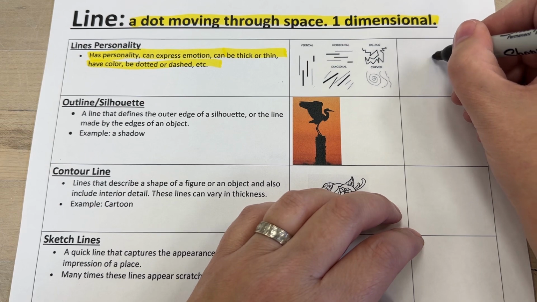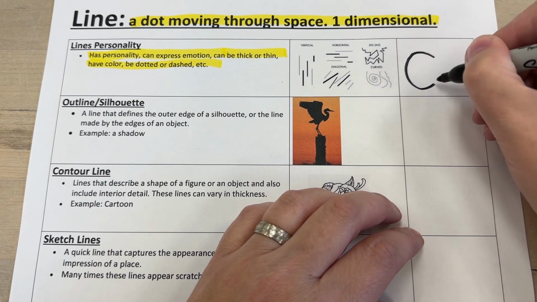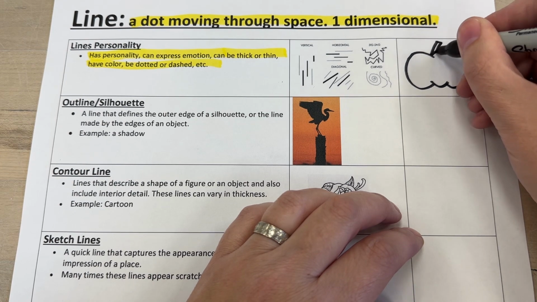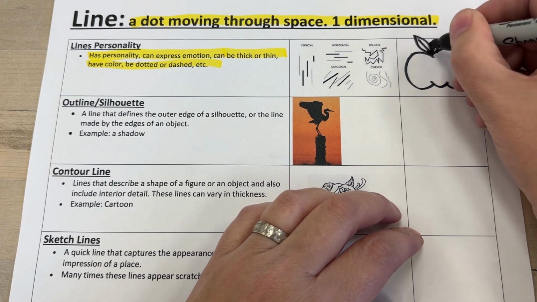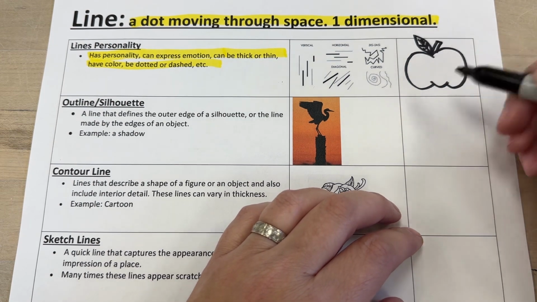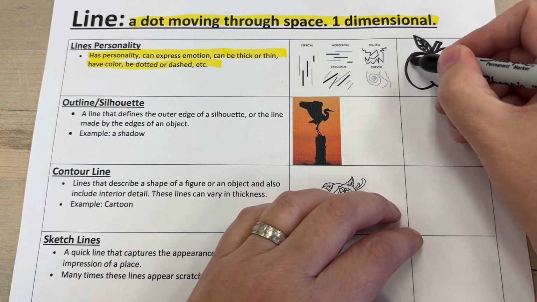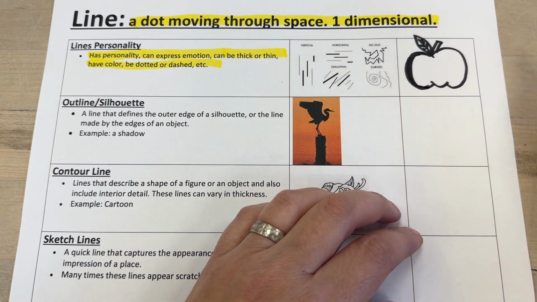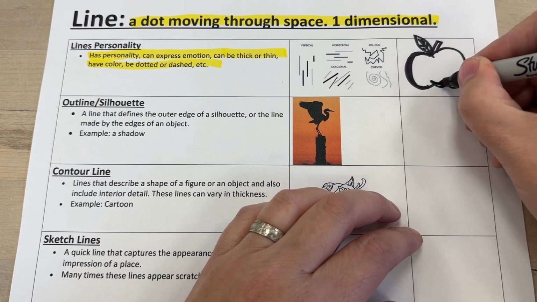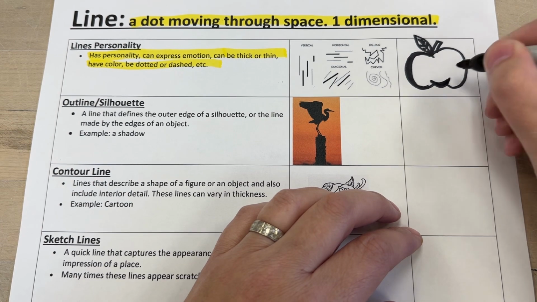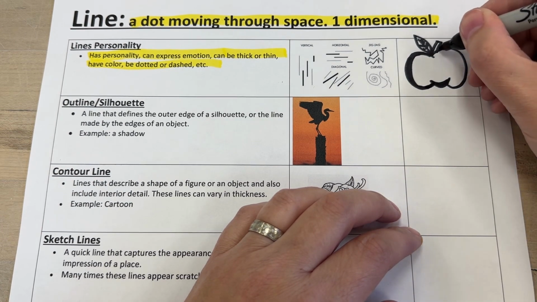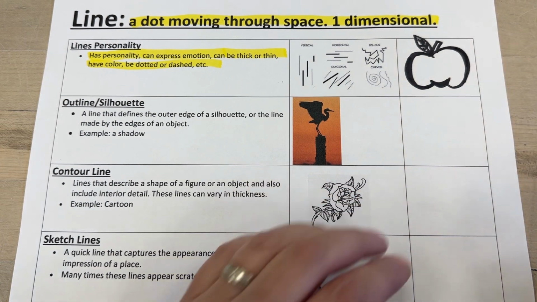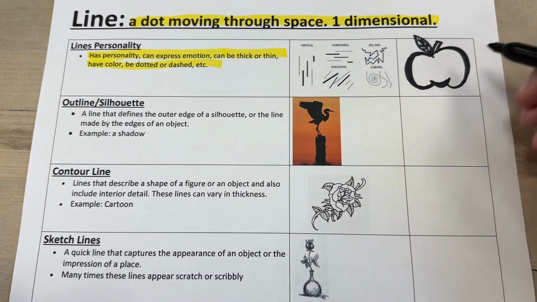Okay, so if you were going to draw an apple that had line personality, and you can draw whatever you want, right? You would want to have some areas that had thicker lines and some areas that had thinner lines. So I might just widen my line on that side. Maybe I'll make this part a little wider. And then maybe I'll make this part up here a little bit wider. So I've had thick areas and thin areas.